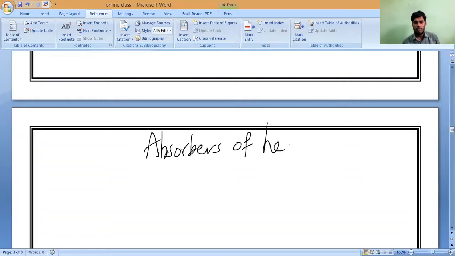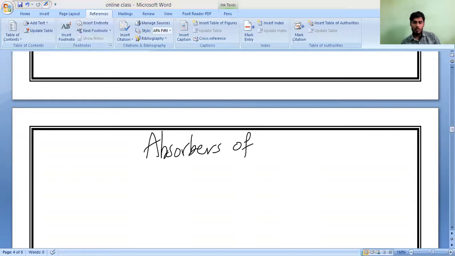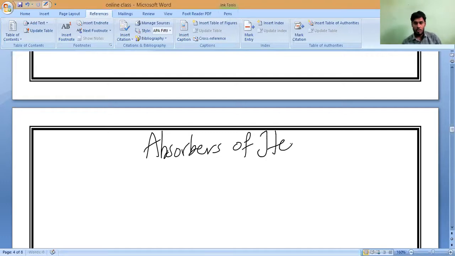Absorbers of radiations, not heat radiations. You can keep radiation directly. Absorption of absorbers of radiation. Okay, heat also you can write. No issues. Heat radiations. So now, shall we study?